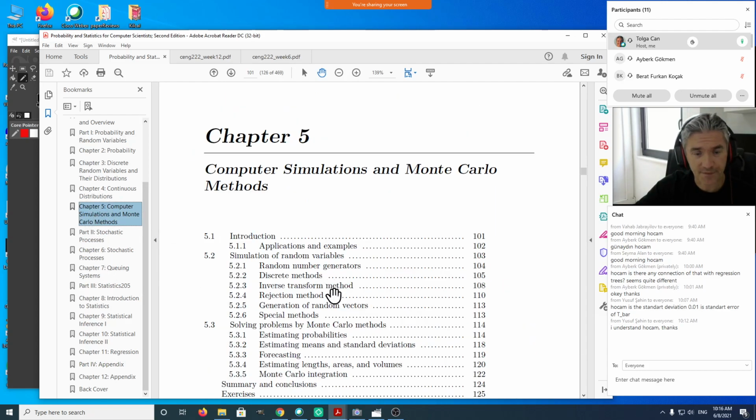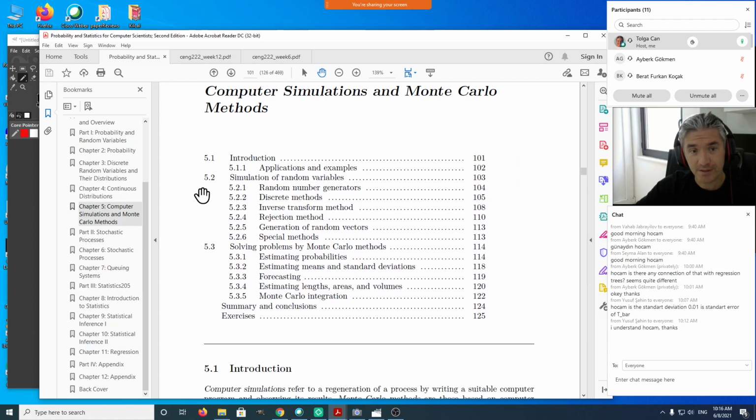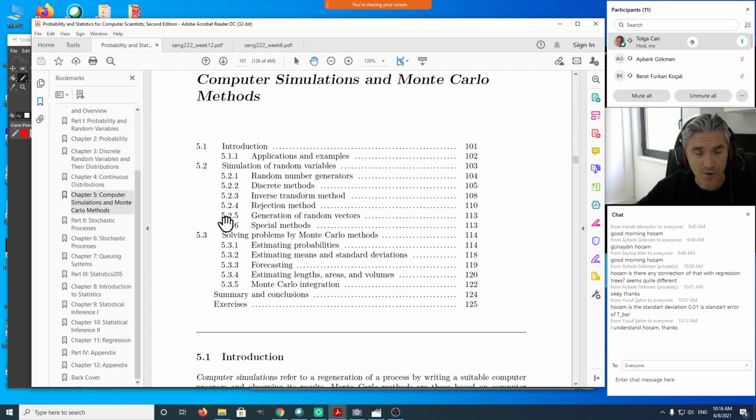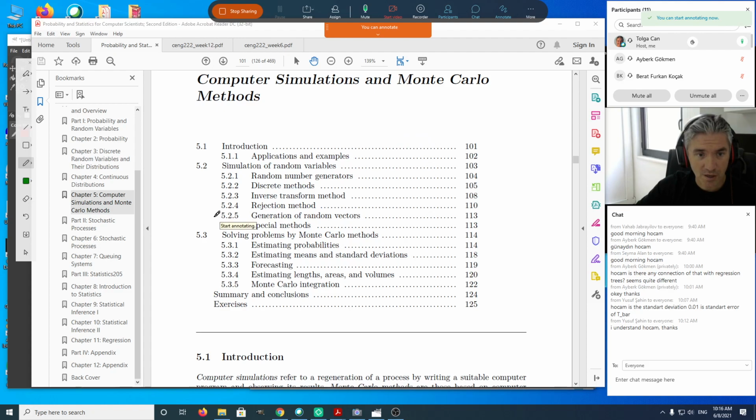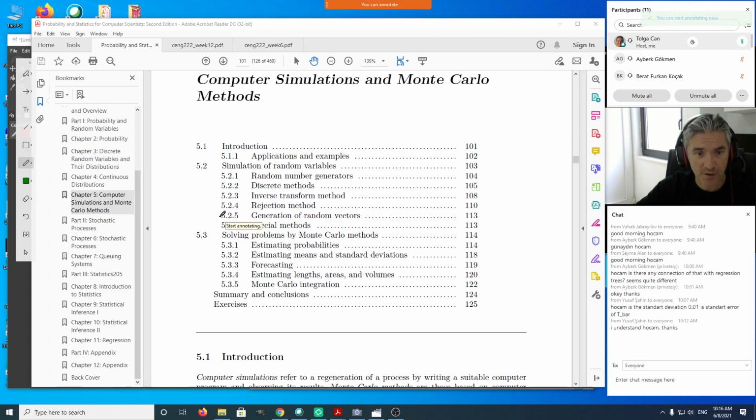So here's chapter 5. The first part is simulation of random variables. When we say simulation of random variables, as I said, we will be generating single random variables from some target distribution. We're not going to cover the entire sections. We are going to skip this one. Generation of random vectors is not included, and special methods is not included.